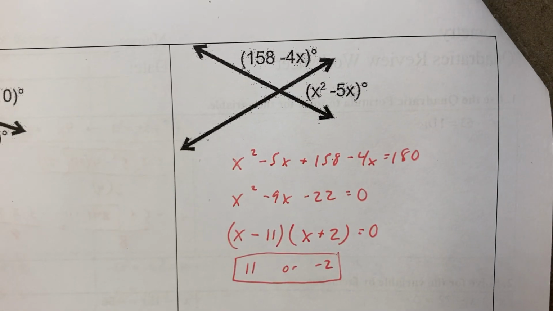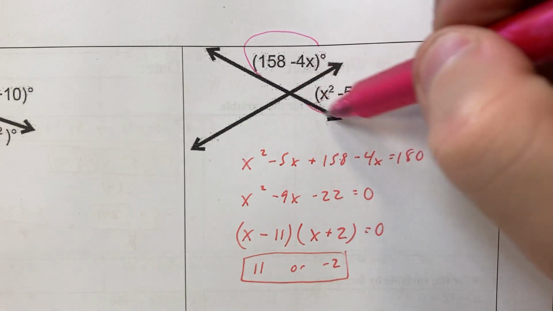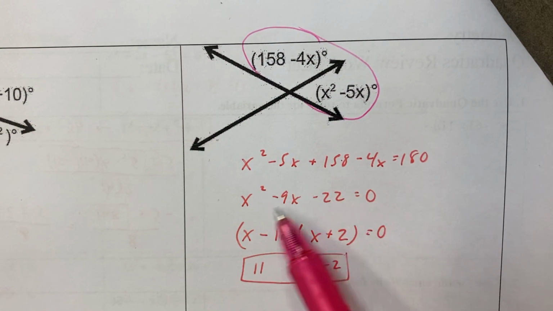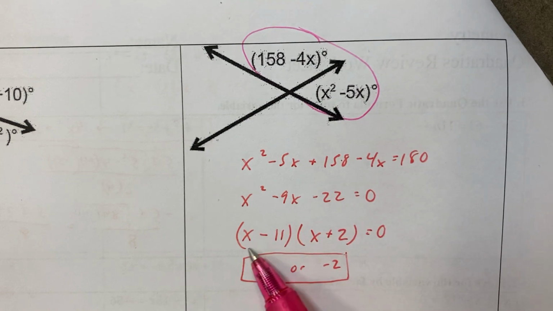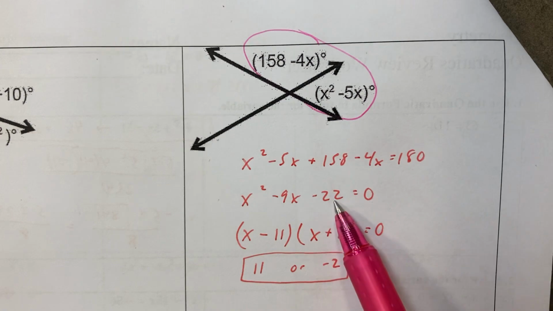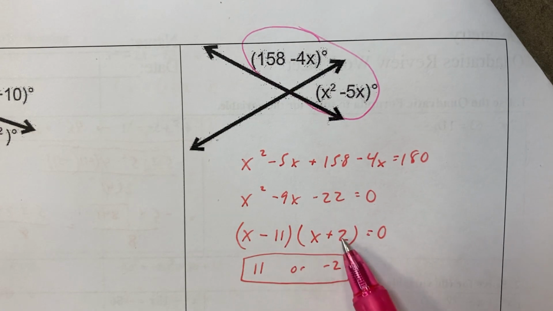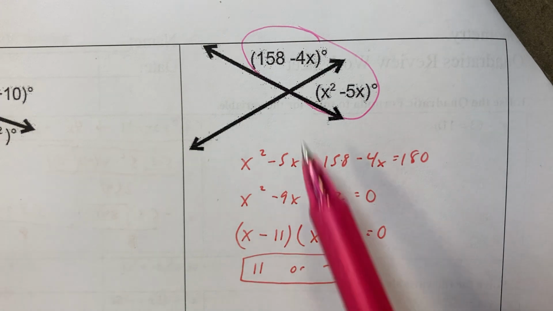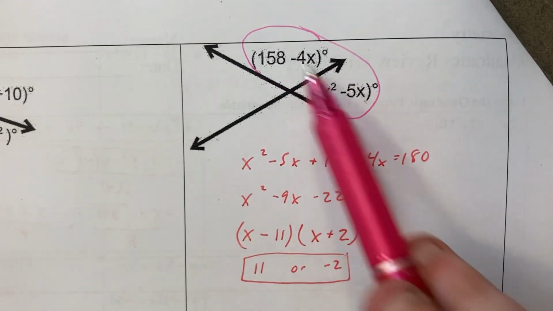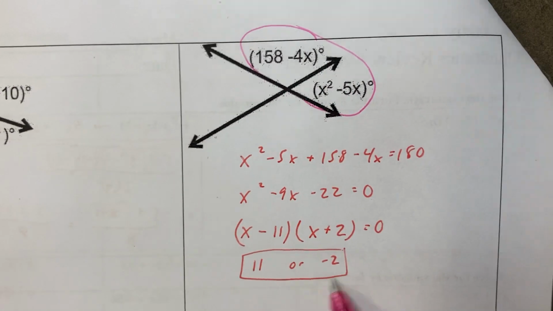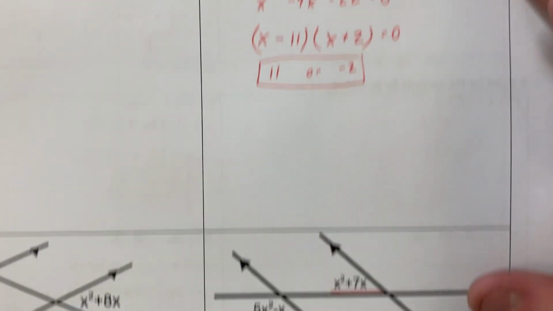On the backside, we have a linear pair, so add these to 180, standard form, and factor. 11 and 2 multiply to 22, and negative 11 and 2 make negative 9, so that's what we're looking for. In this scenario, both of these answers work. If you plug 11 in, it makes an answer that works, and if you plug negative 2 in, it works too. So there are 2 answers in this geometry problem.